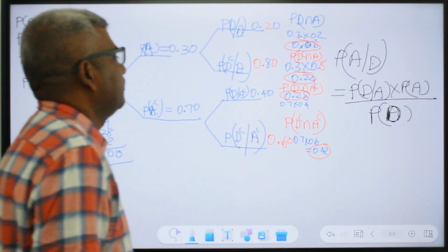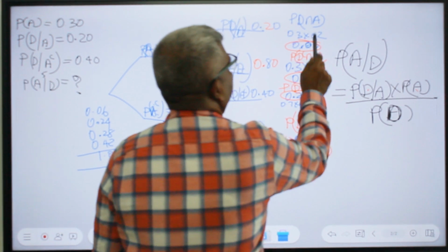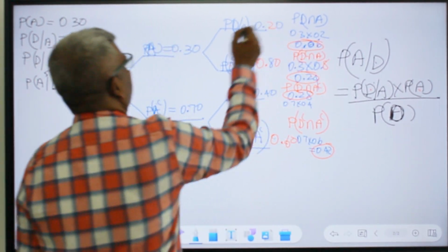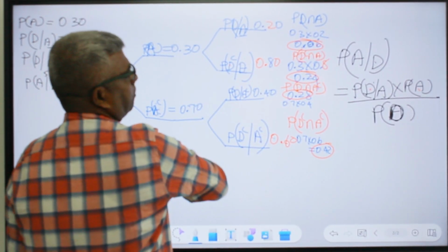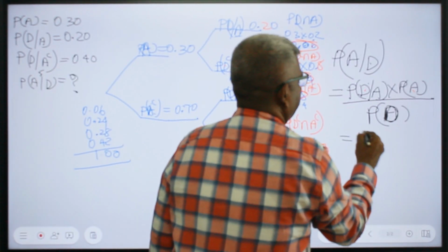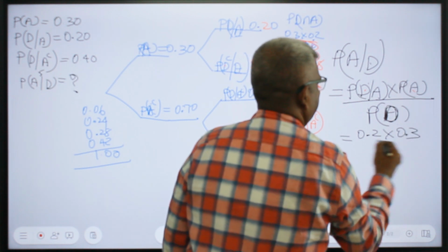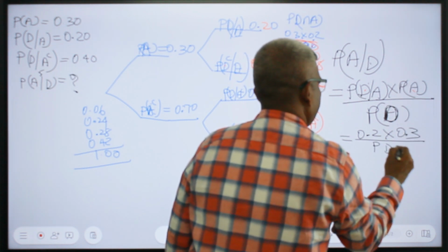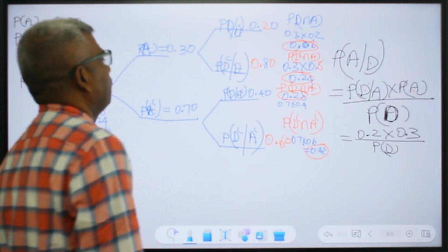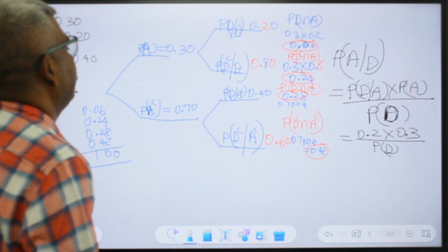Okay. Now what is the value? This is nothing but 0.06. D given A is 0.2. Probability of A is 0.3. That multiplication we already found out. Actually it is nothing but 0.2 times 0.3 divided by probability of D. Okay. What is the probability of D? That we need to find out.